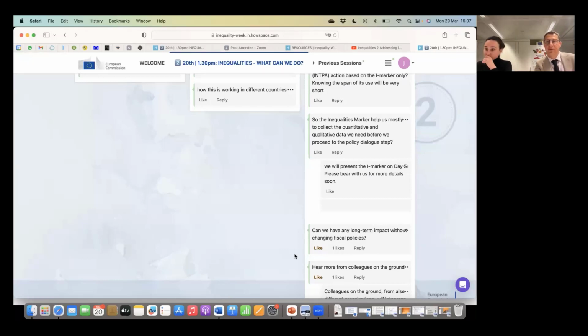Thank you. So there's a question here that reads, can we have any long-term impact without changing fiscal policies? If we think of it with what we need to do to address inequalities, what we've heard this morning and this afternoon, it seems that if you don't change your tax policies and your spending policies, so the overall fiscal approach of a government, you're not going to make a dent to inequalities in the long run. You cannot just have specific interventions. That's a whole policy approach.